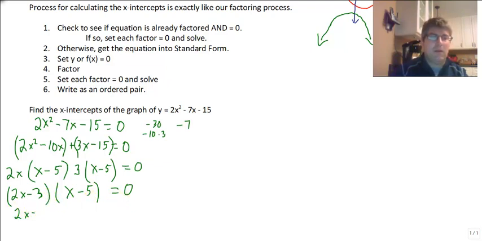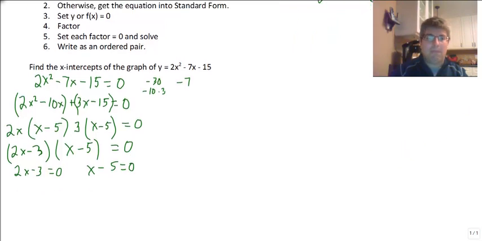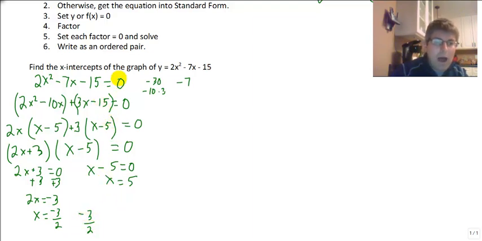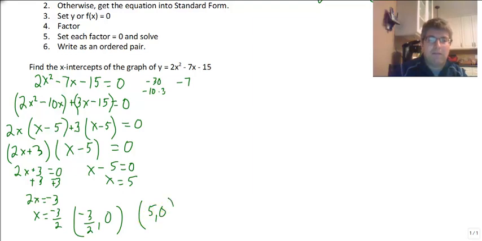Then I set each factor equal to 0. 2x minus 3 equals 0. x minus 5 equals 0. And solve each for x. So I add 3 to both sides. 2x equals 3, and x equals 3/2. And I made a mistake here. This is 2x plus 3. So I subtract 3 from both sides. So I get x equals negative 3/2. And x equals 5. So my x-intercepts are negative 3/2 and 5. So they're the ordered pairs, negative 3/2, 0, because when x is negative 3/2, y, or my output, is 0, isn't it? And my other ordered pair is 5, 0.